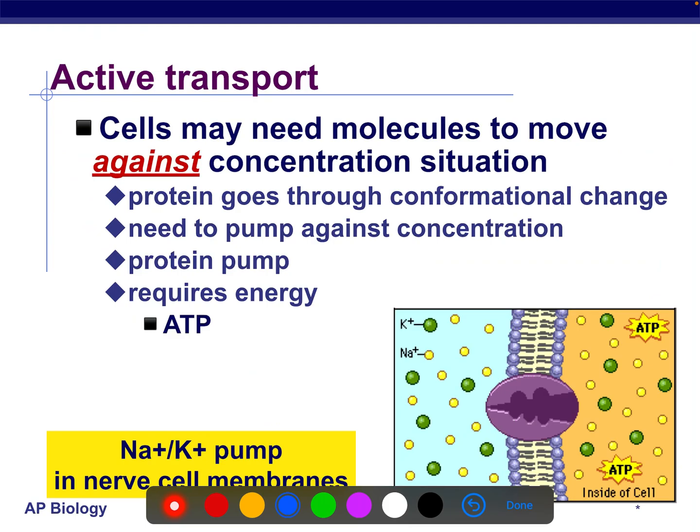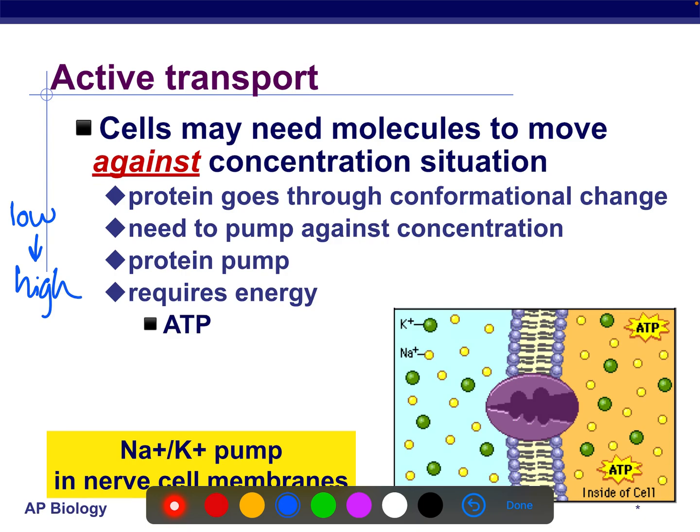Finally, the last type of transport we have to talk about is active transport, and that's when molecules move against their concentration gradient, meaning they're moving from a low to a high concentration. So this is no longer diffusion. This is moving from an area of low concentration to an area of high concentration. Now, this type of transport is going to require energy in the form of ATP. We haven't talked a ton about ATP yet. We'll talk about it more next unit. But just know it's an energy molecule that cells use.